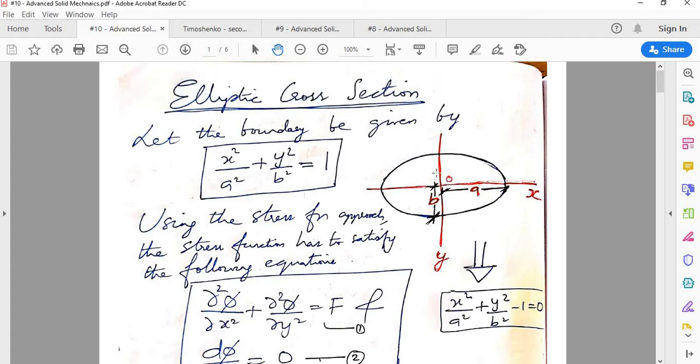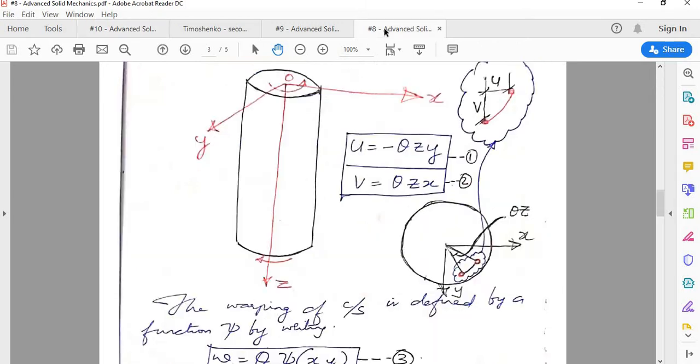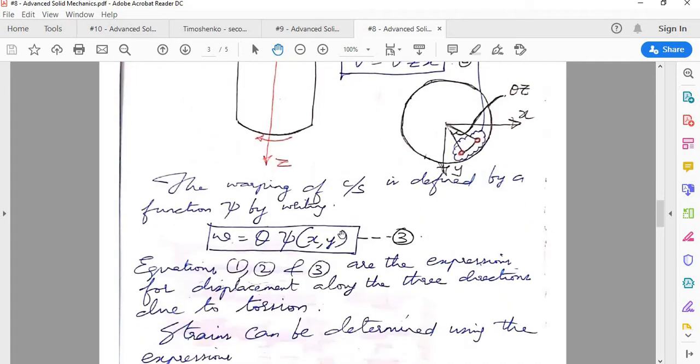Now remember that a simpler cross section than an ellipse is to just take a circular cross section. But for circular cross section we already discussed that the solution of torsion is very simple because in the case of circular cross section there is no phenomenon of warping. So what complicates torsion, or what requires the advanced solid mechanics treatment of torsion of prismatic bars, is the phenomenon of warping, which we had discussed in the earlier lecture, right?